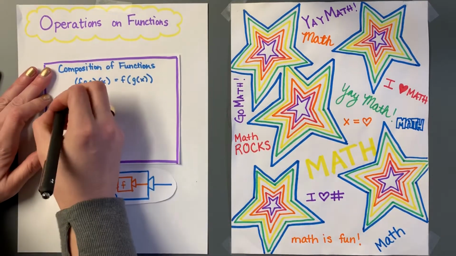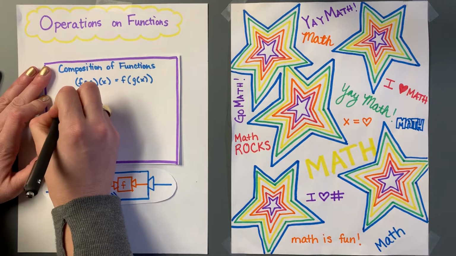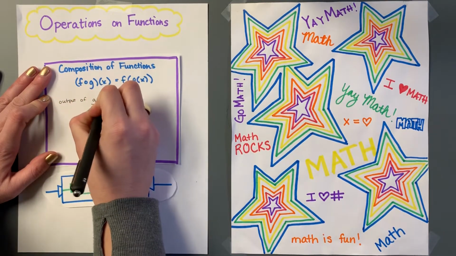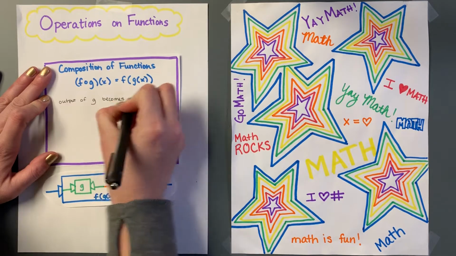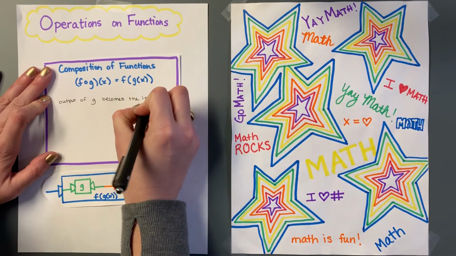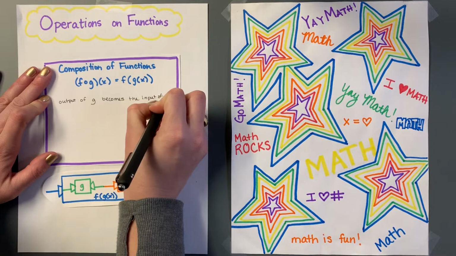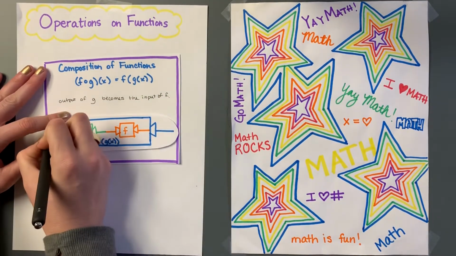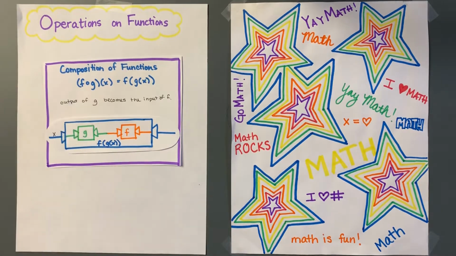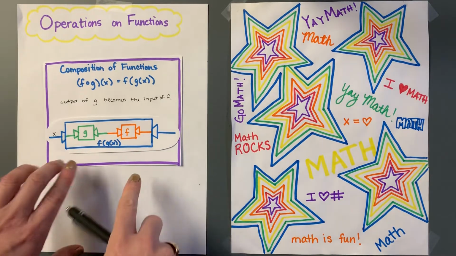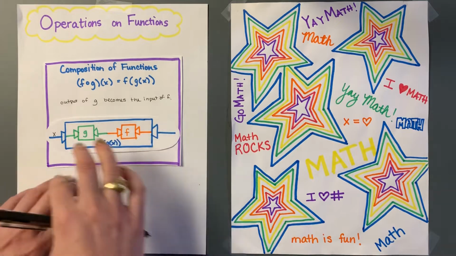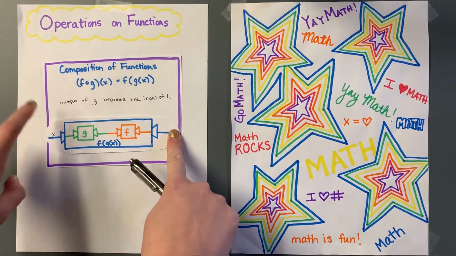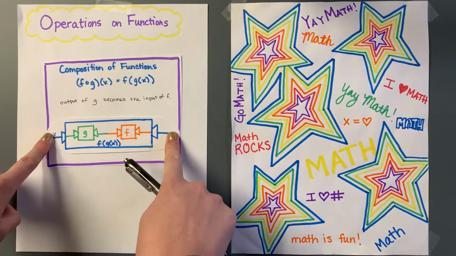What ends up happening is that the output of g becomes the input of f. So looking at our machine here, we are going to have some input x that is going to go into our machine. So the machine is basically just a simple thing. We put in an x value and we get out some other value. So we have an input and an output that we're interested in.